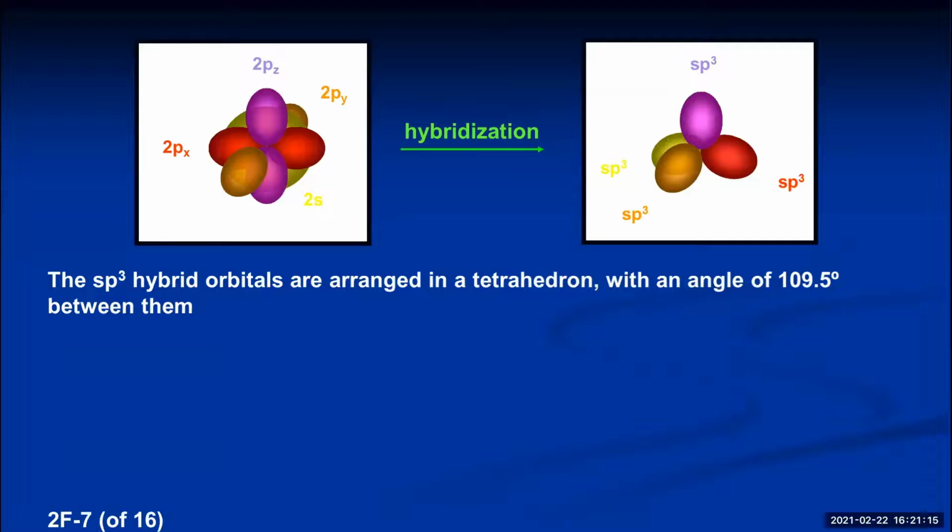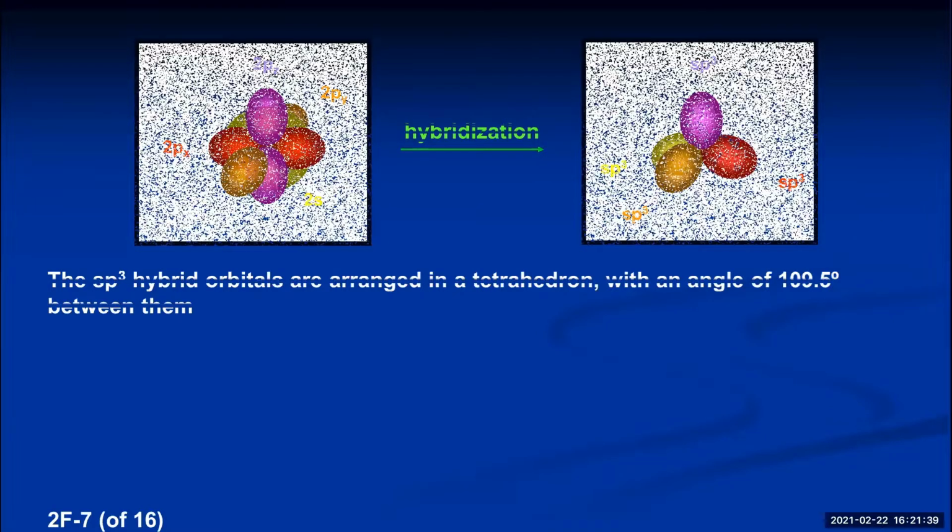What's the angle in a tetrahedron? 109.5. What's the shape of a water molecule? The angle with 109.5. Oh my gosh, this must be what's happening. Pauling said, I believe when water's formed, the oxygen changes its valence atomic orbitals through hybridization into sp3 orbitals, and then it bonds with hydrogens to make the water molecule. Let's see how that works.